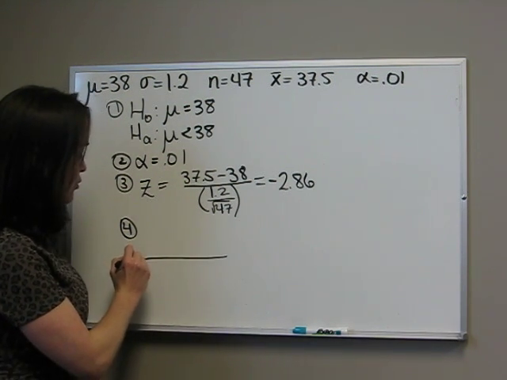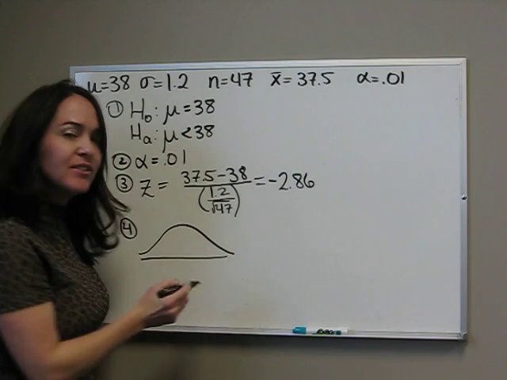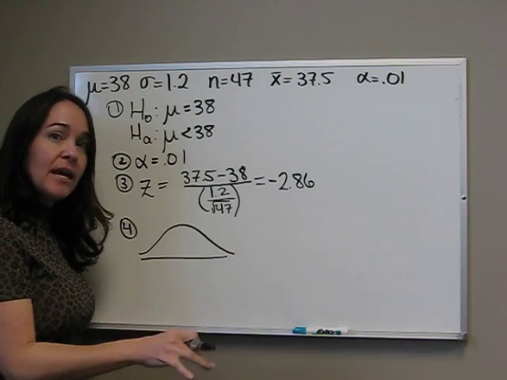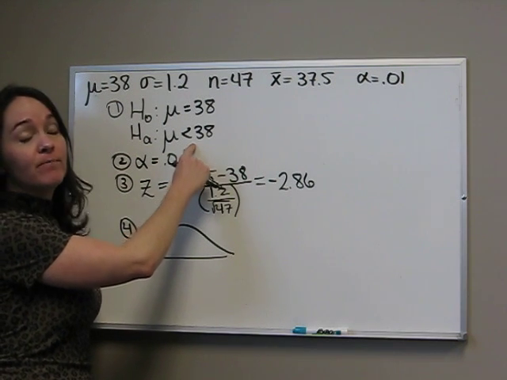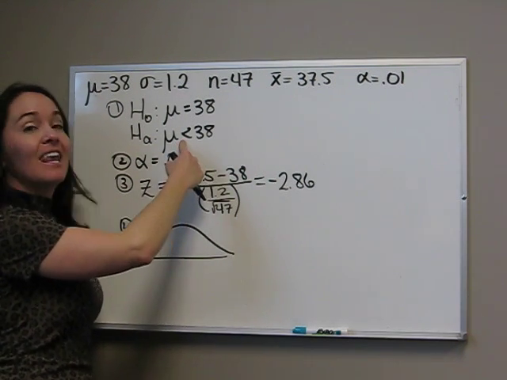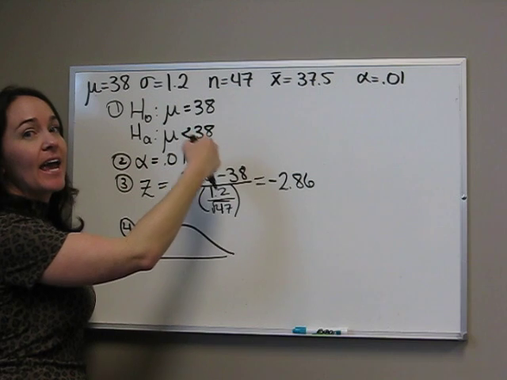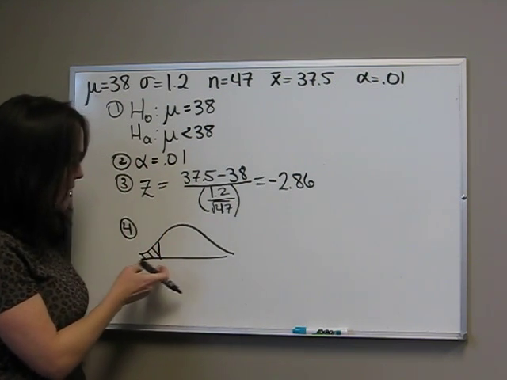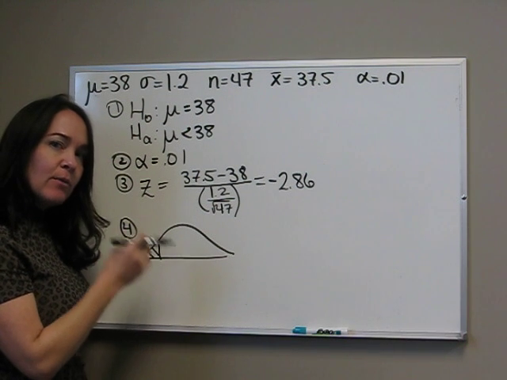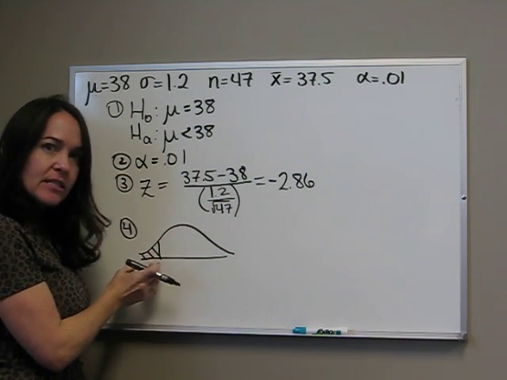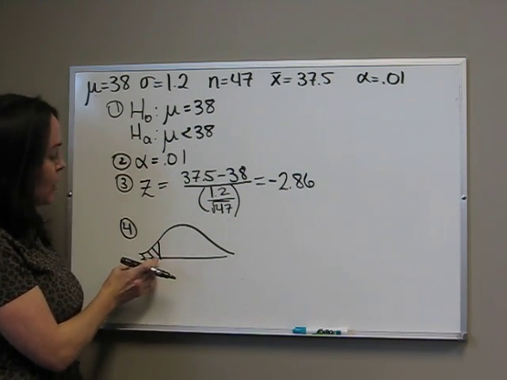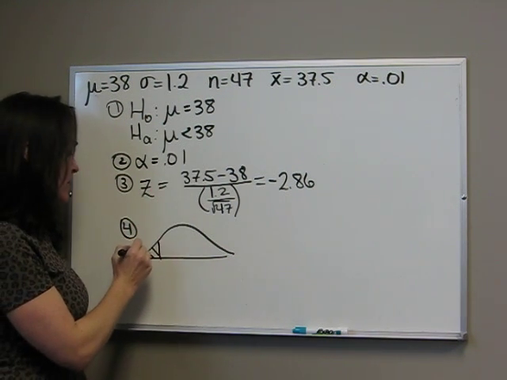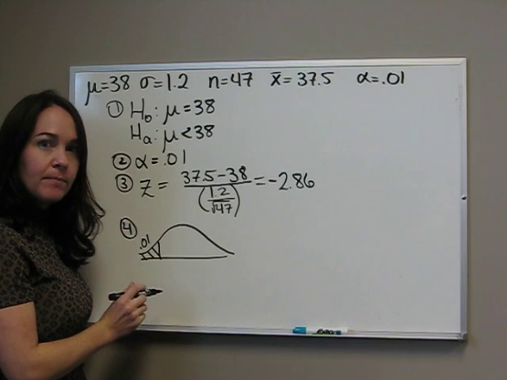Fourth step, we're going to be doing the critical value approach. Critical value approach says, well, what type of tail test is this? Remember, we find the type of tail test by looking at our alternative. It's a less than, so it's a left tail test, and we need to know our rejection region. The rejection is to the left. Well, the rejection region is our significance level, so in this case, it's 0.01.